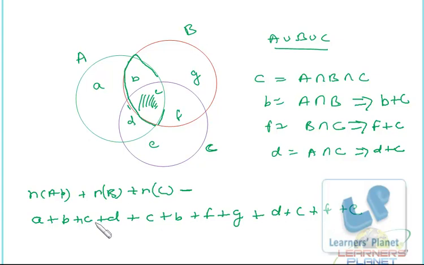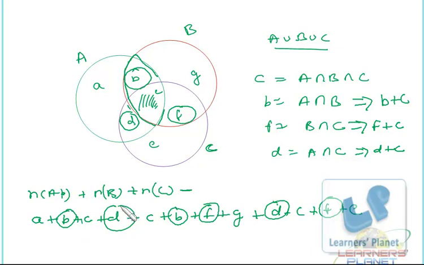Now you can see some of the areas are getting calculated double and triple times. Double calculation is for D, B and F. You can see D, B and F: one more D, one more B and one more F, right? So D, B, F are getting calculated 2 times. So to calculate the number of elements in A union B union C, we deduct B, D and F, so minus B, minus D, minus F, right? Now B, D, F are getting calculated just once, because we have deducted.